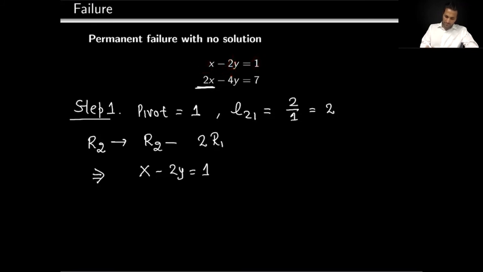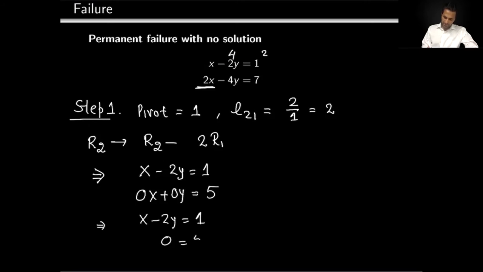So 2 minus 2, the first entry is 0, so 0x. The second is also 4, so it becomes 4 here, negative 4. If you subtract negative 4, that's also 0y. And if you multiply 1 by 2, this is going to be 2, and 7 minus 2 is 5. So as you can see, if I rewrite the system, x minus 2y is equal to 1, and then we have 0 is equal to 5.